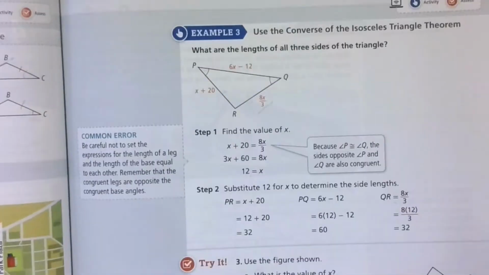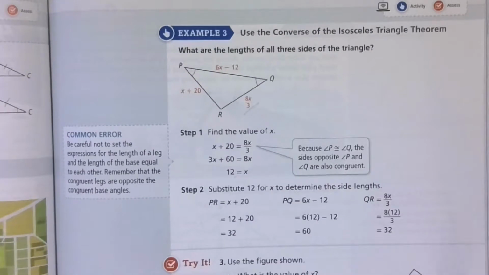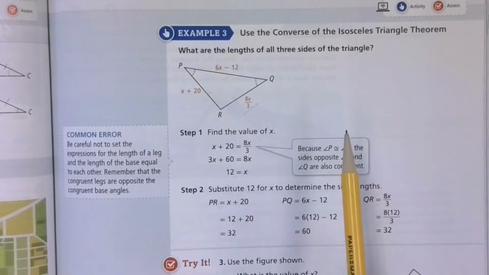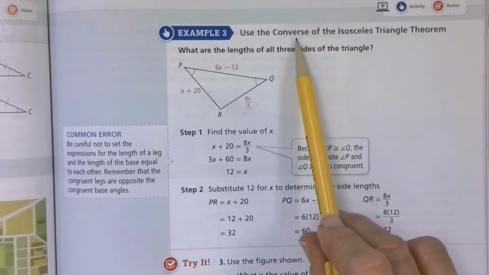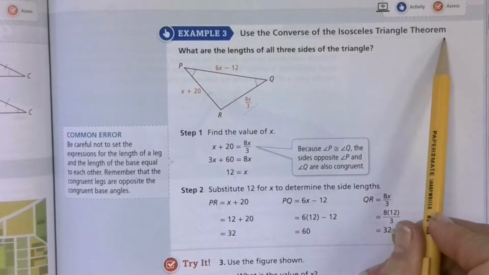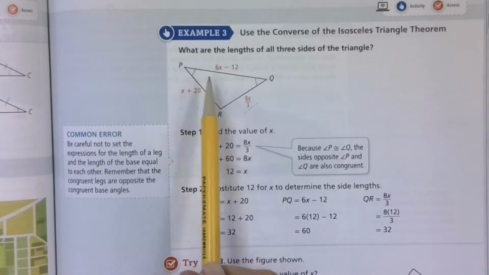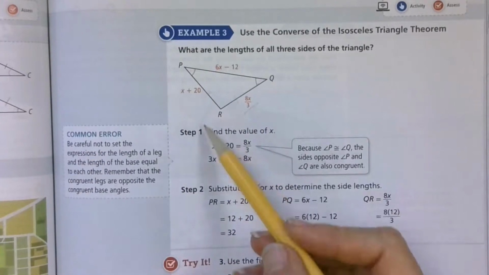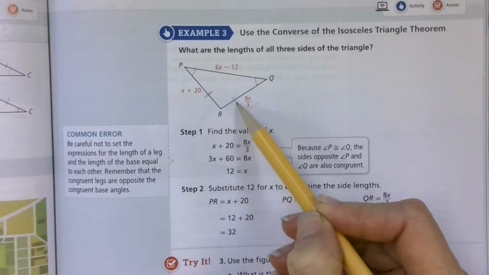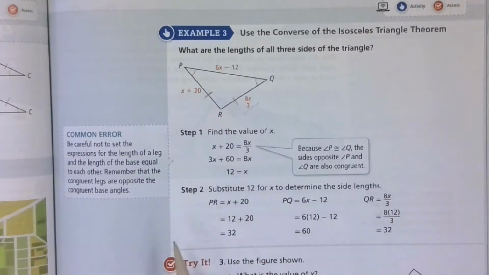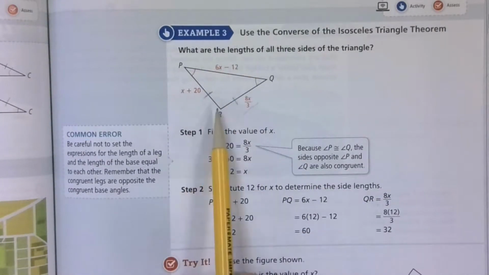Now we've got example 3. They're asking us to use the converse of the isosceles triangle theorem. So here we know that these two angles are congruent, so therefore we know that these two sides are congruent. Then I can do some math to find the value of x.